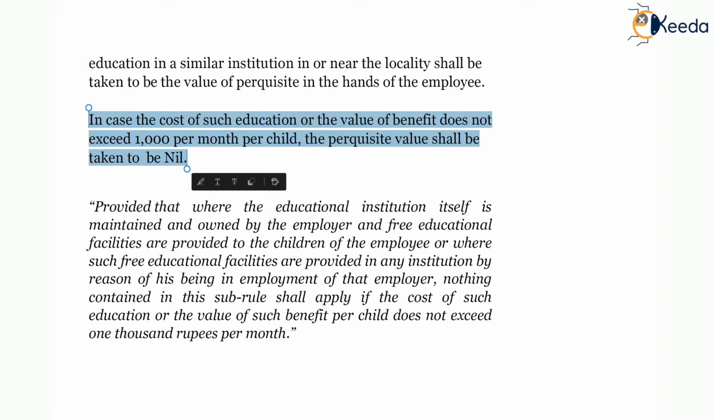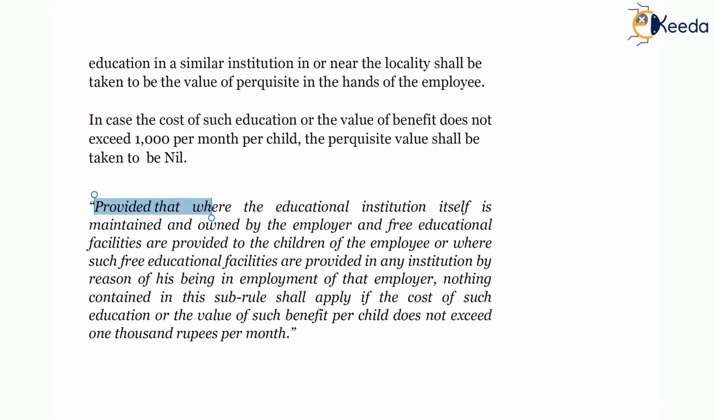So only if the cost or the value of the perquisite of free or concessional education facility is less than 1000 per month per child, then it will be entirely exempt from the perquisite value as per Rule 3(5). What does the provision say of Subrule 5 of Rule 3?